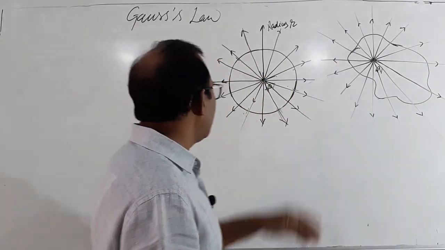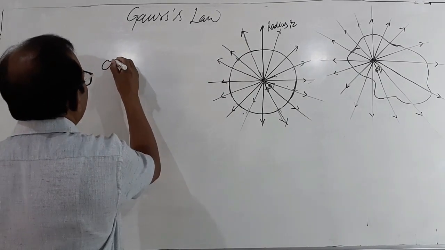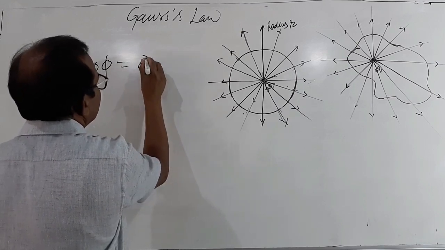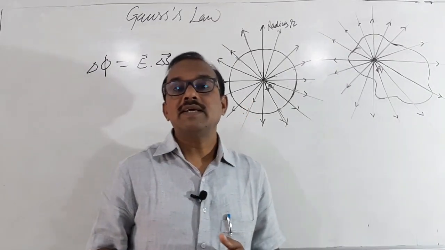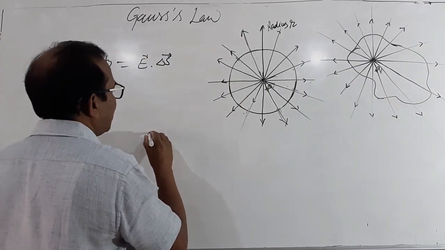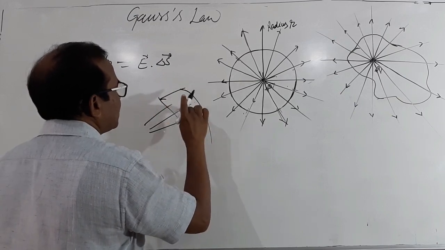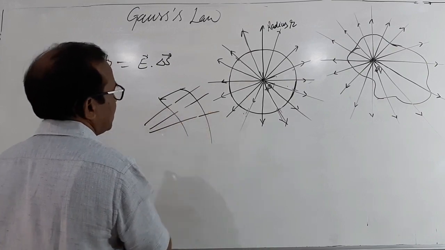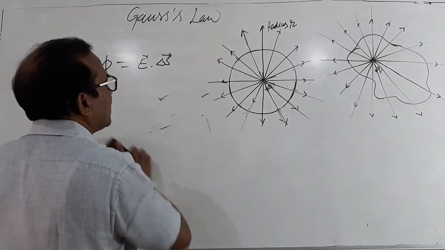So let us see again, you know flux through a surface is phi or delta phi, equal to E dot delta S. Delta S is the area vector of the surface element, and if some electric field lines are passing through the surface, certainly there is some flux through the surface. So two things I am reiterating again and again.